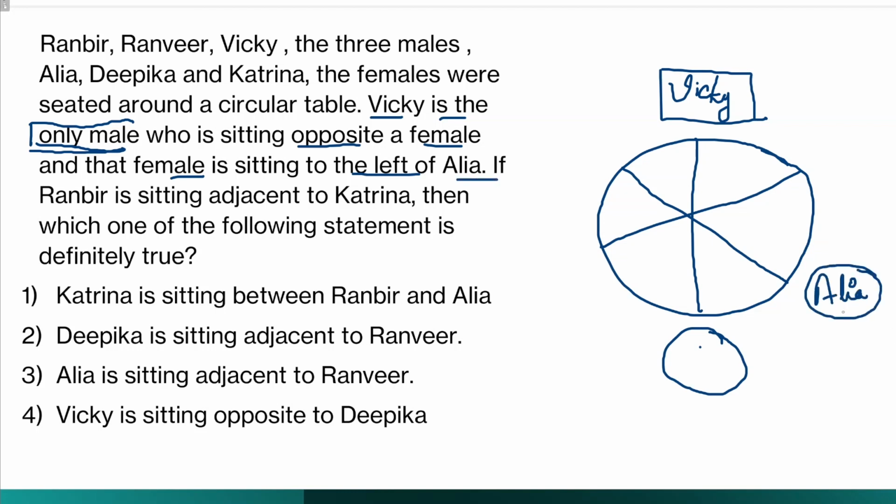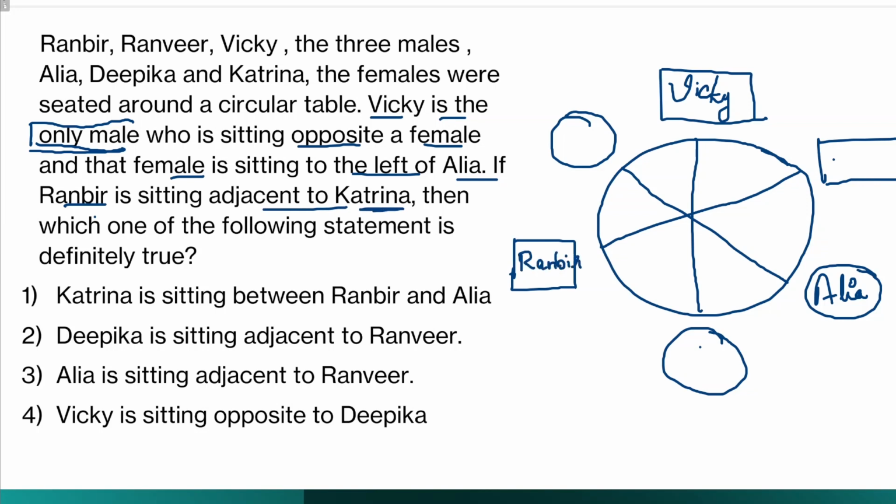And since you have a female here, can you be sure that opposite to the female, you'll have a female only? Because Vicky is the only male who's sitting opposite a female, which means the remaining 2 positions are for the males only. We had Ranveer sitting adjacent to Katrina. Ranveer will be over here because Katrina is adjacent. So we have space for Katrina over here only. But adjacent means, is it left or right? We don't know. So either Katrina can be here or she can be here.